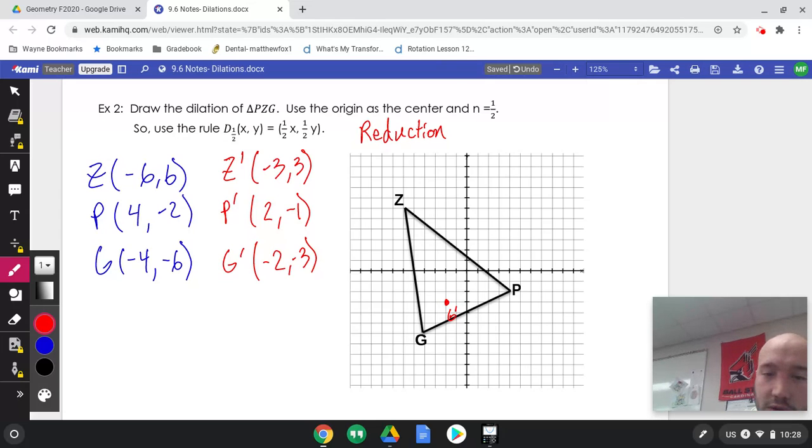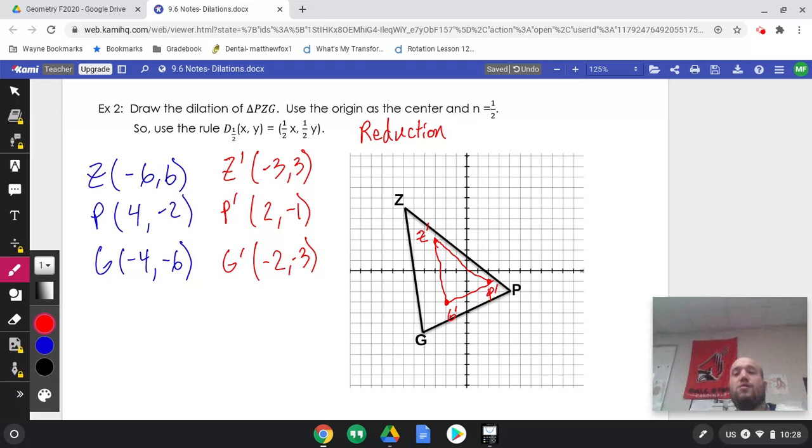P prime we said was 2, negative 1. And Z prime, 1, 2, 3. It's right there. We connect our dots, and as you can see, this triangle is clearly smaller as it has reduced in size. It was a reduction.